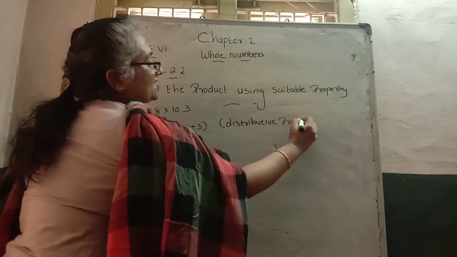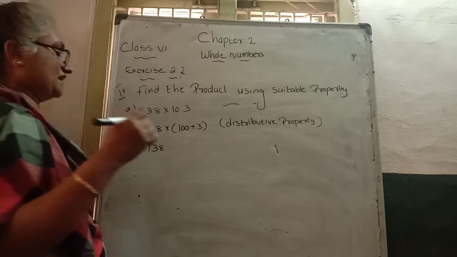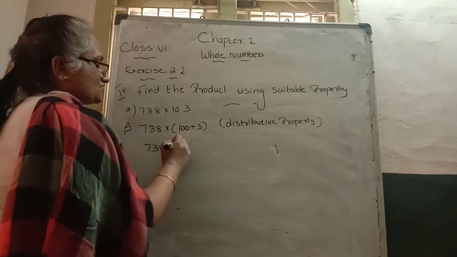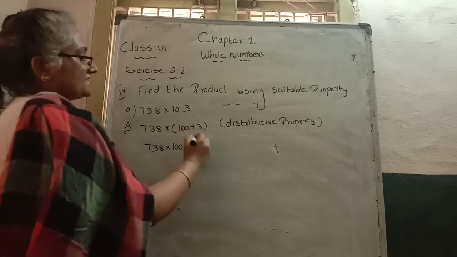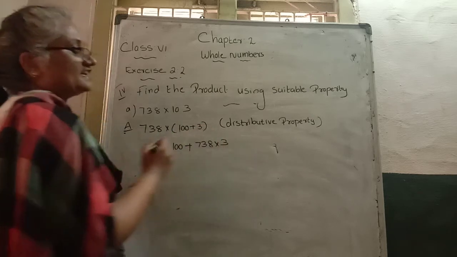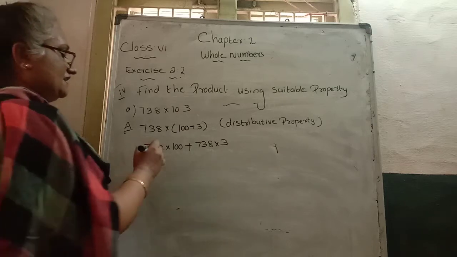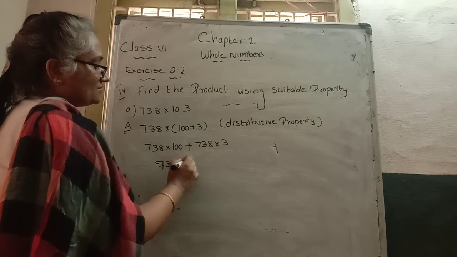We are applying under addition case. We are applying there, in the first number is 100. Then here which operation? Plus. Again 738 is multiplied with the second number, which is our second number, 3. Any number multiplied with 100, what is the answer? Same number.